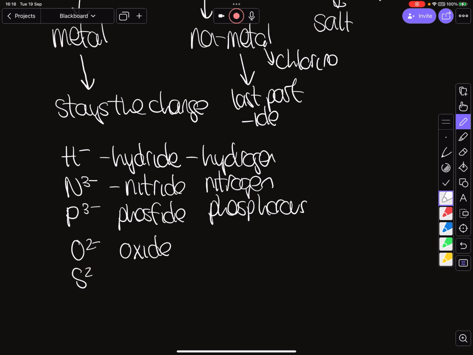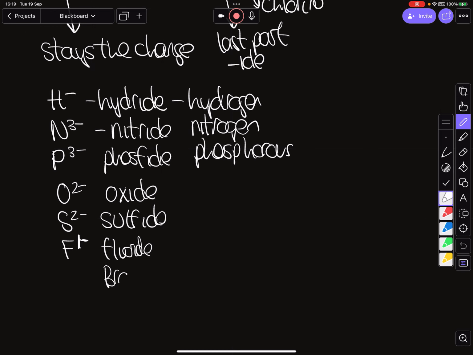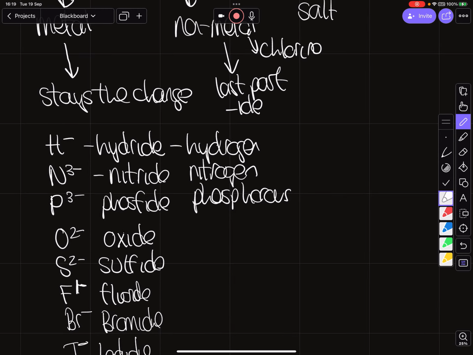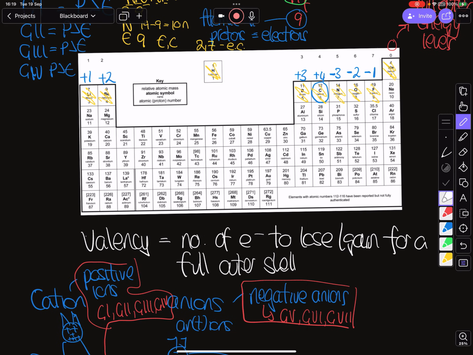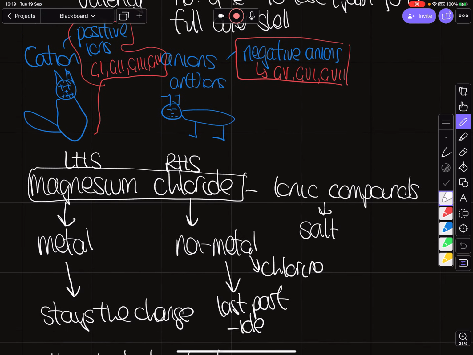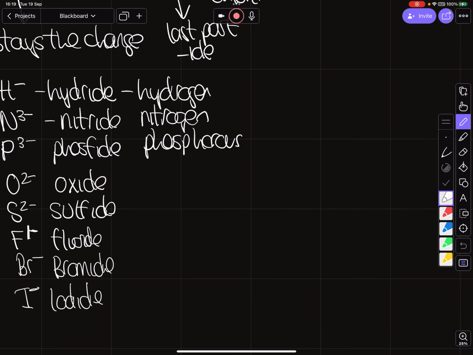Sulfur, S2 minus, sulfide, that's fairly easy. Fluorine, fluoride, so they're all relatively easy. Sorry, this should be a 1 minus. And bromine and iodine. So we get a bromide and we get an iodide. Okay, so these are all the non-metal ides. We're changing the name, but we can get their charge by looking at their position on the periodic table.